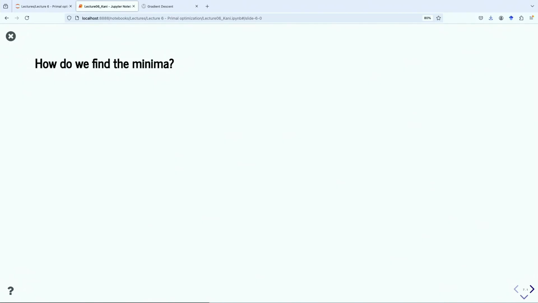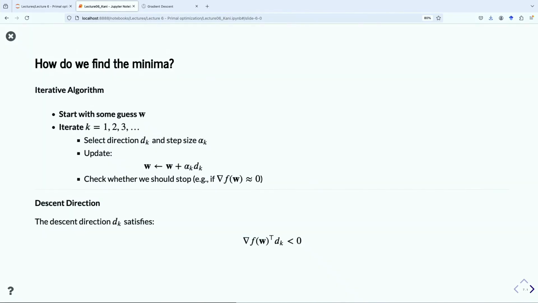Okay, so now that we discussed some terms, we discussed what primal optimization is, we discussed convexity, why convexity is important. Let's talk about how to find the minimum. And how we find the minimum is something we introduced last week: gradient descent, okay? So let's take a step back from gradient descent and abstract the problem a little more, because there are many types of descent algorithms. And all these descent algorithms fall under the umbrella of an iterative algorithm, okay?